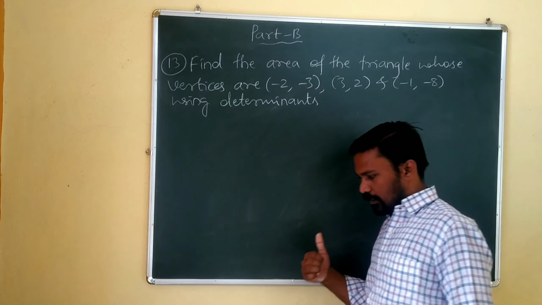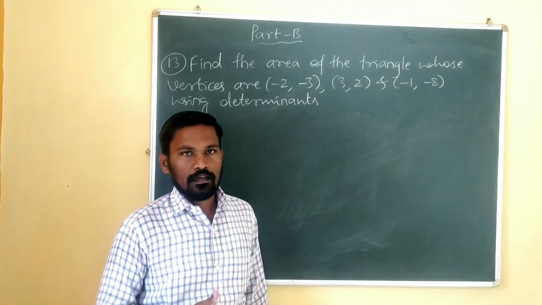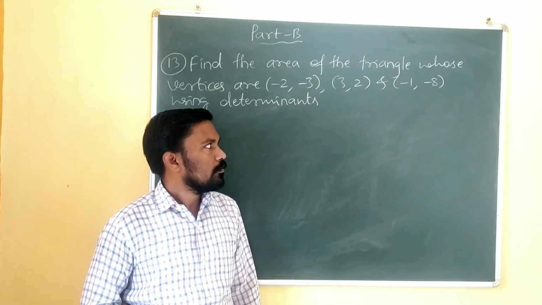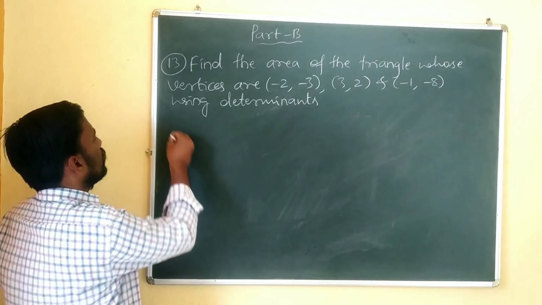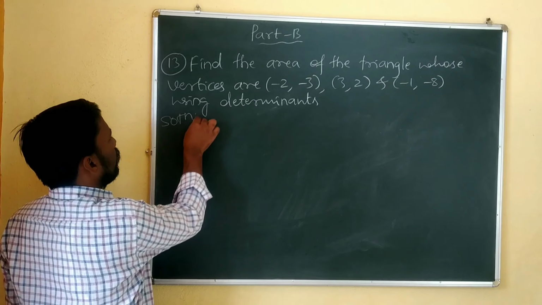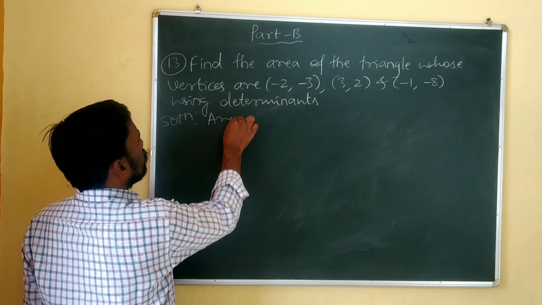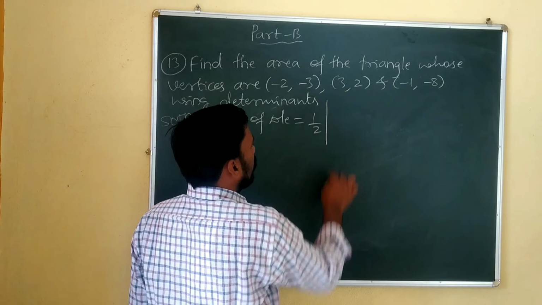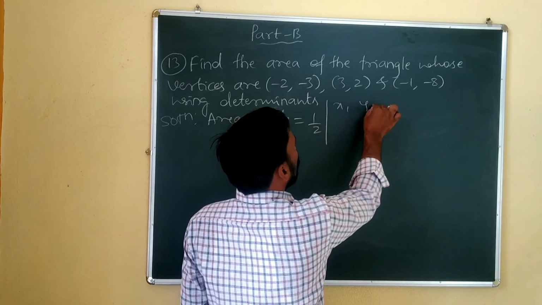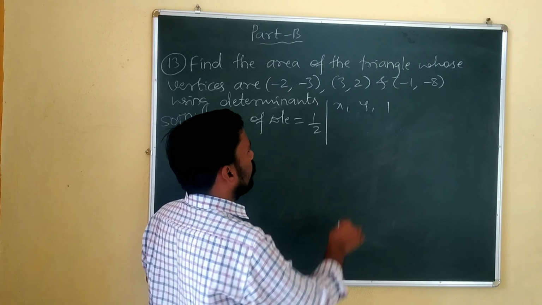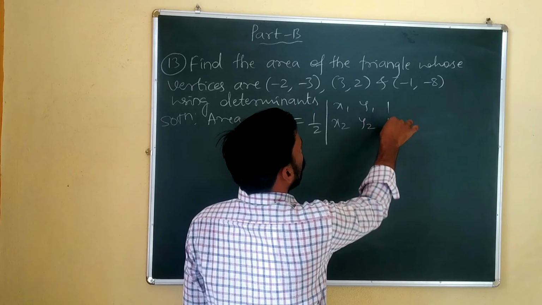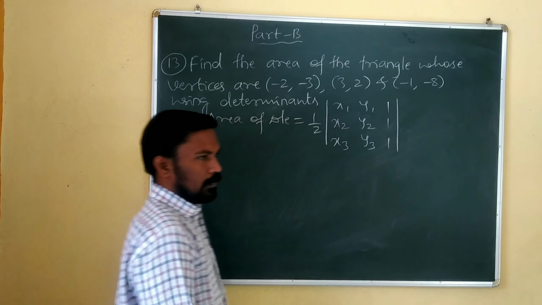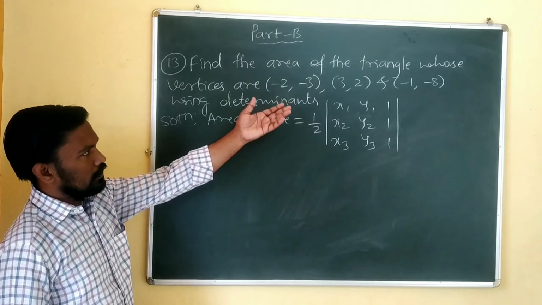See the next question, number 13. Find the area of the triangle whose vertices are (minus 2, minus 3), (3, 2) and (minus 1, minus 8) using determinants. So we have the formula: area of triangle is equal to half into the determinant with first row x1 y1 1, second row x2 y2 1, third row x3 y3 1. This is the formula used to calculate the area of a triangle whenever the three vertices are given.